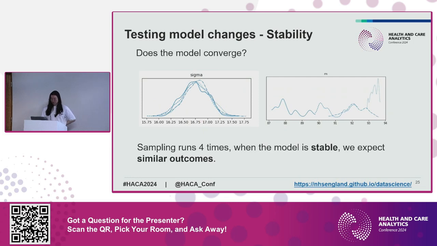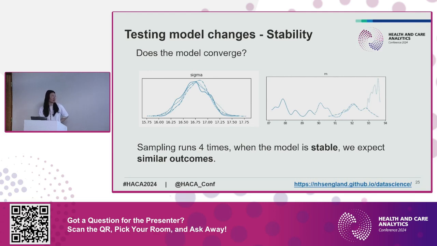So when I mentioned sampling, the non-convergence risk is because our model learns parameter values by taking samples from the historical data. When it is learning those model parameters, the sampling is run 4 times, or in chains. This means that the model tries to estimate the true distribution of the model parameters by taking samples 4 different times. And we expect these to look similar when our model is stable.